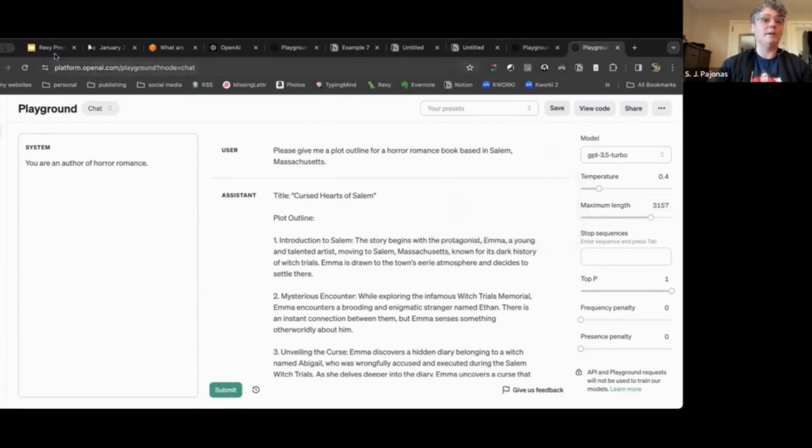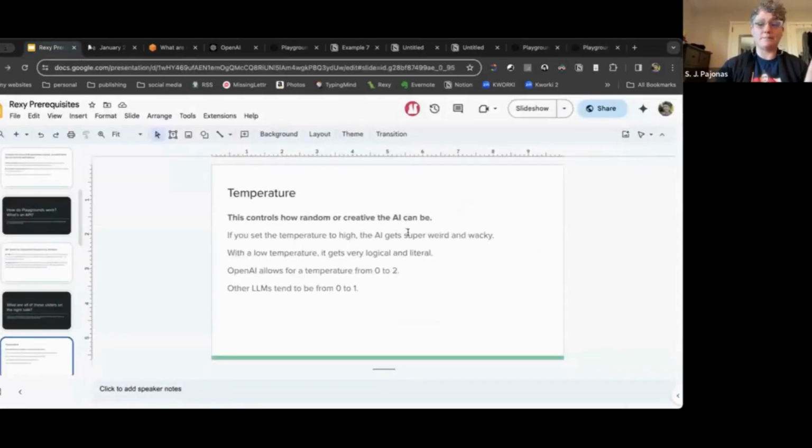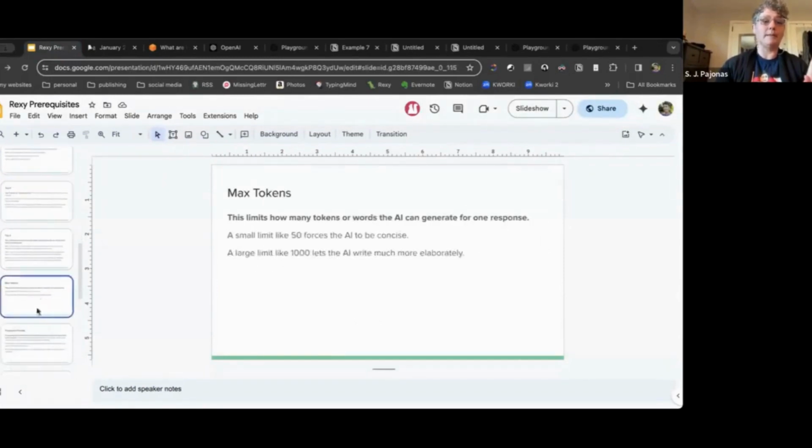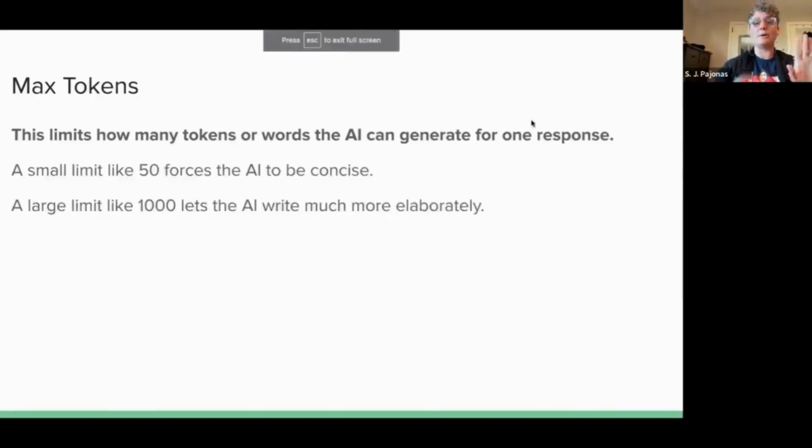Okay. So understand that when it comes to maximum length, it's also called max tokens in some other models. Something to be aware of is the fact that this changes between different models. Danny is raising his hand. Please go ahead and ask the question.